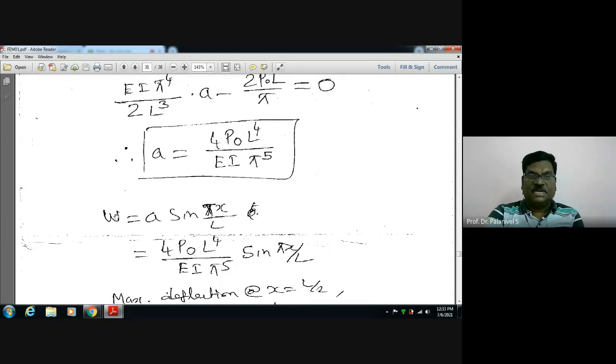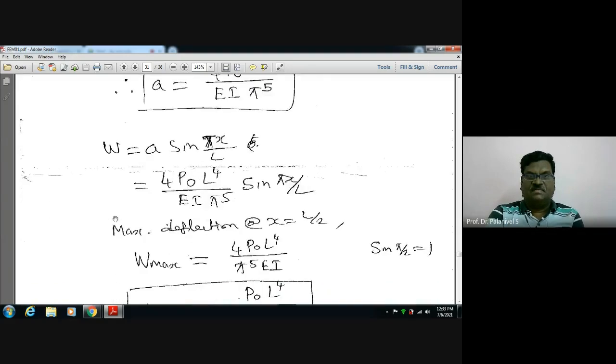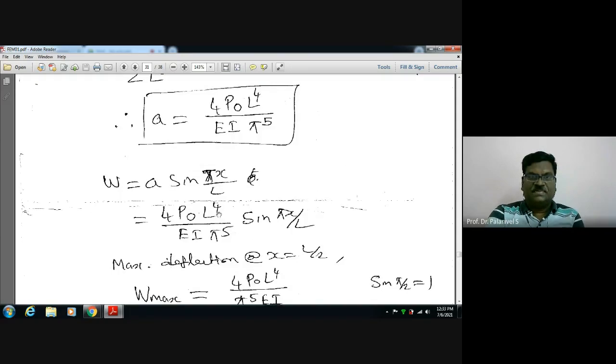Therefore, the trial function we have approximated, its complete solution, its final expression is W equal to the A value you obtained, 4 P0 L^4 divided by EI π^5, into sin(πx/L). Okay, you obtained it. This is equal to W. The final solution is obtained for the field variable W, the deflection along the length of the beam.